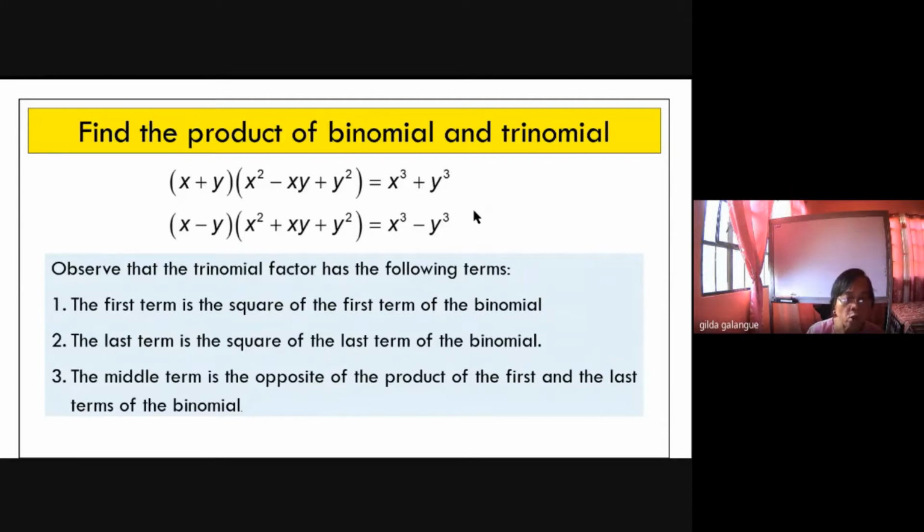Observe that the trinomial factor has the following terms. The first term is the square of the first term of the binomial. The last term is the square of the last term of the binomial. And the middle term is the opposite of the product of the first and the last term of the binomial.